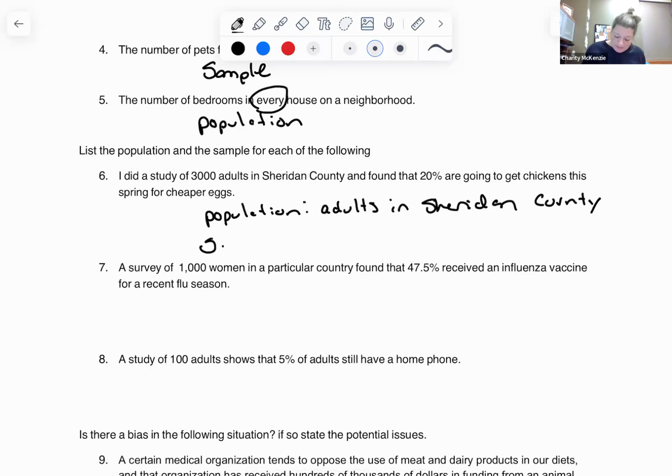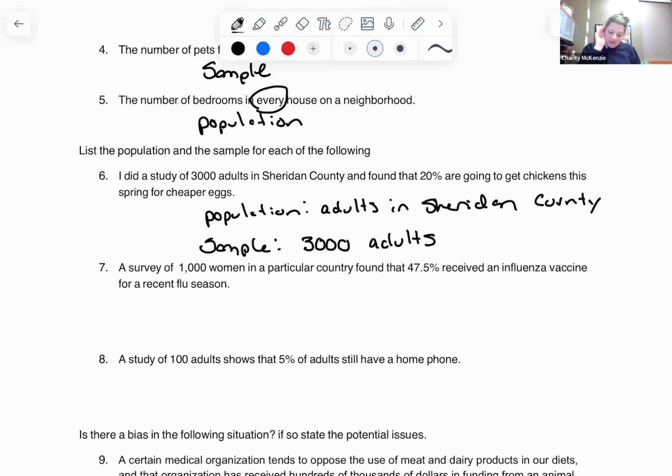What is our sample? We did a study, and how many people were in that study? 3,000. So it's the 3,000 adults that we did the sample of. The population is kind of the title of whatever you're talking about. The sample is usually a number of so many people.